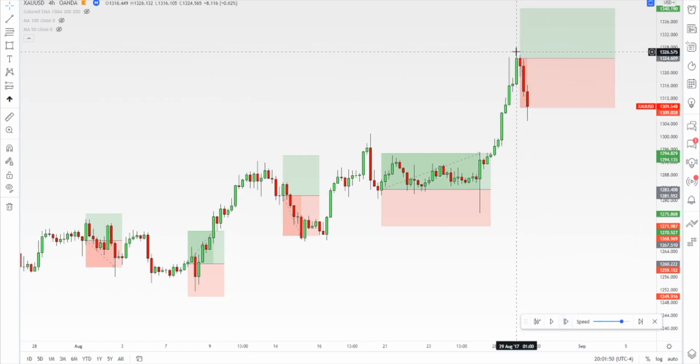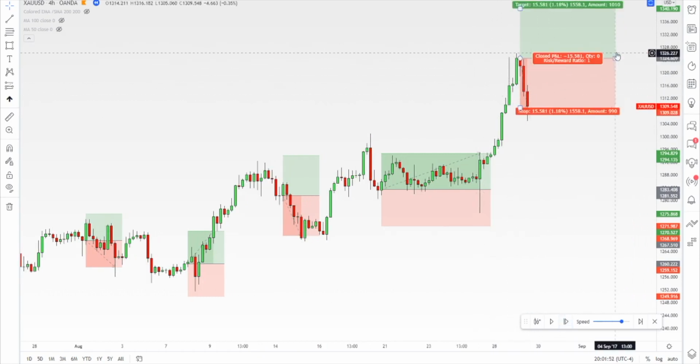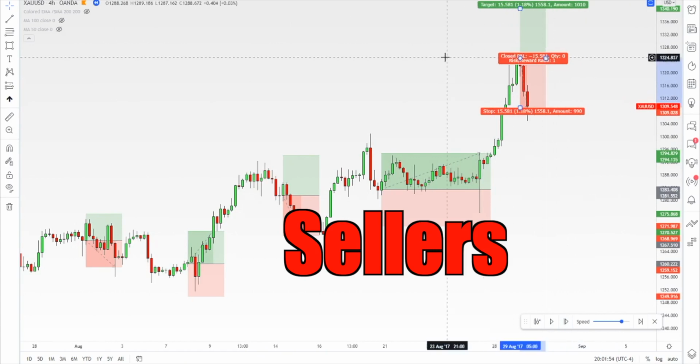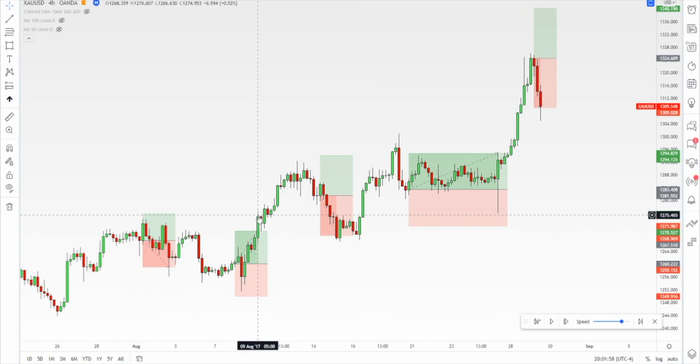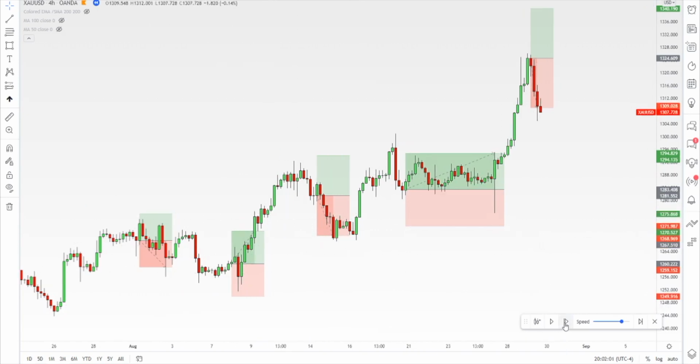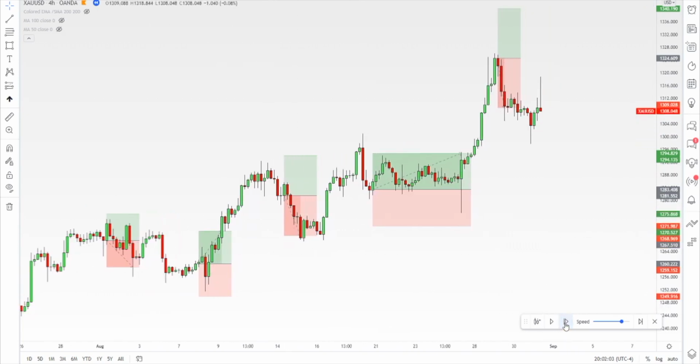And the sellers got paid here. So it looks like the FOMO buyers would have been in trouble there. Buying at the top there, it was a scary move. Let's go ahead and set up trade number 6. Here we go, trade number 6. We'll find another scenario to trade.